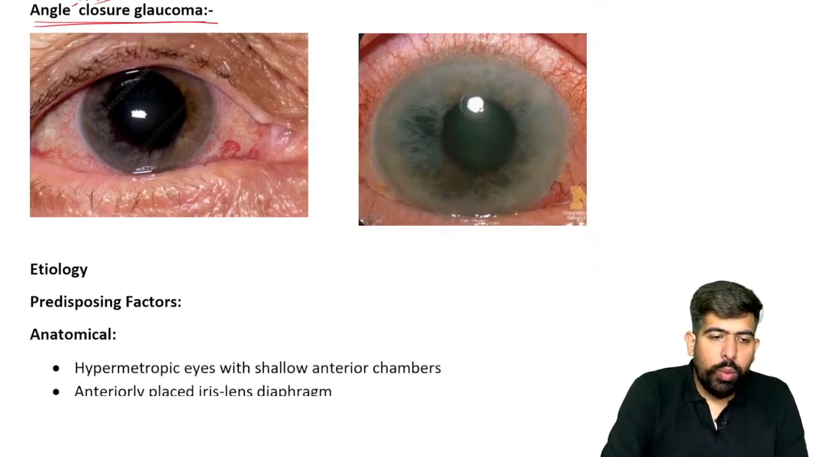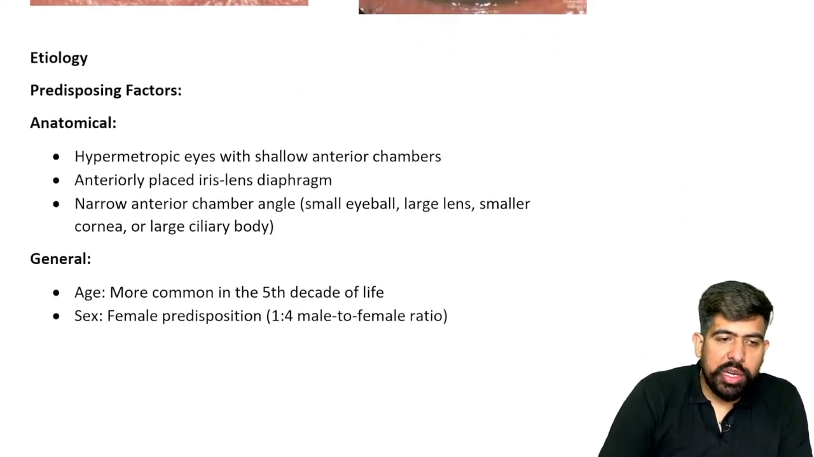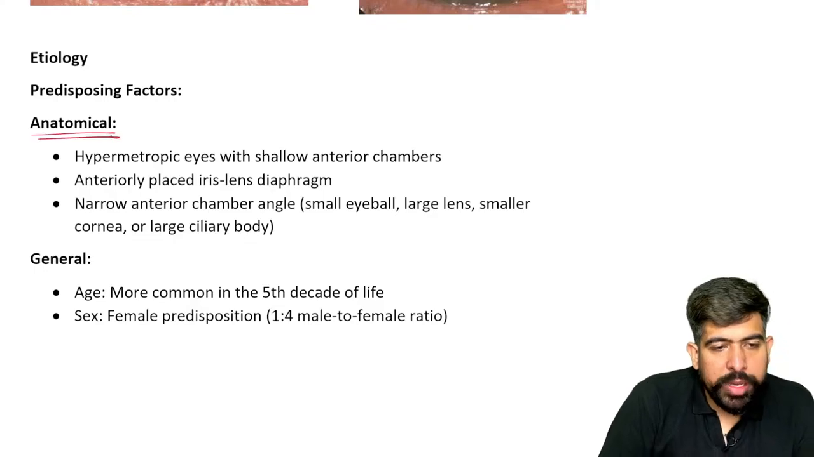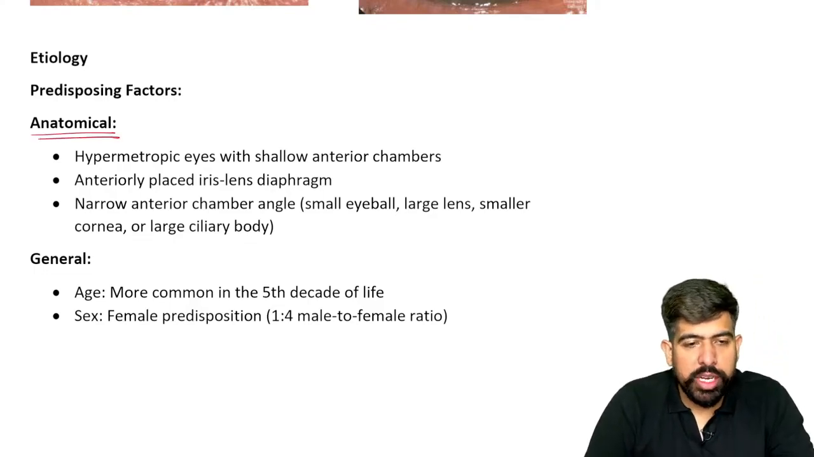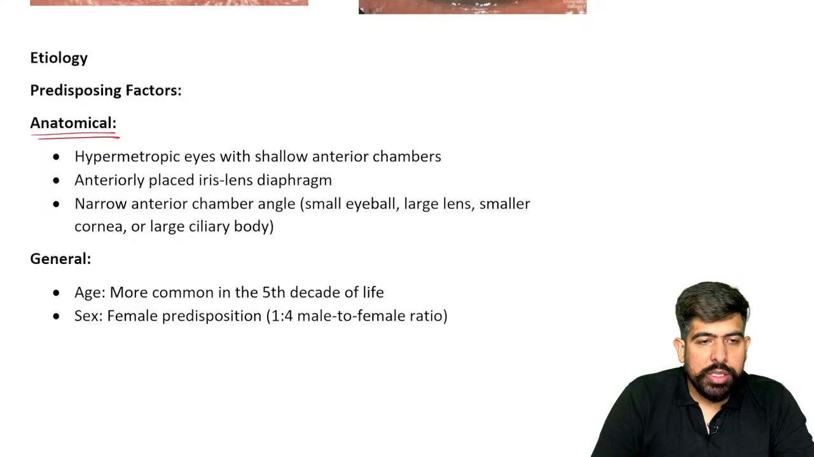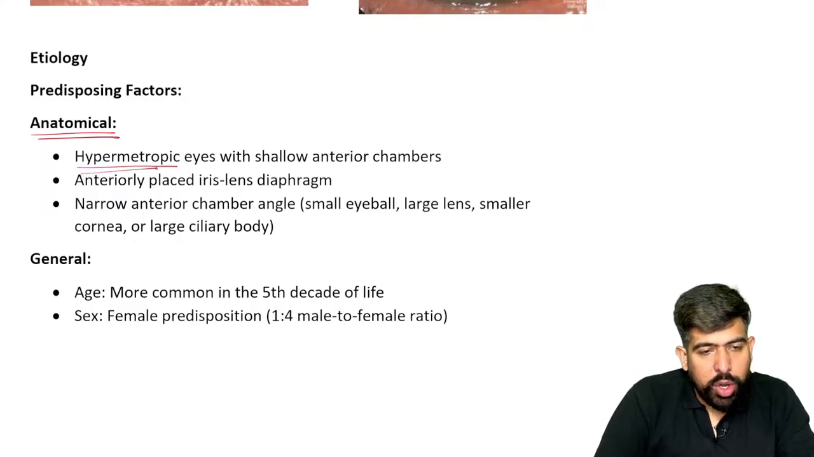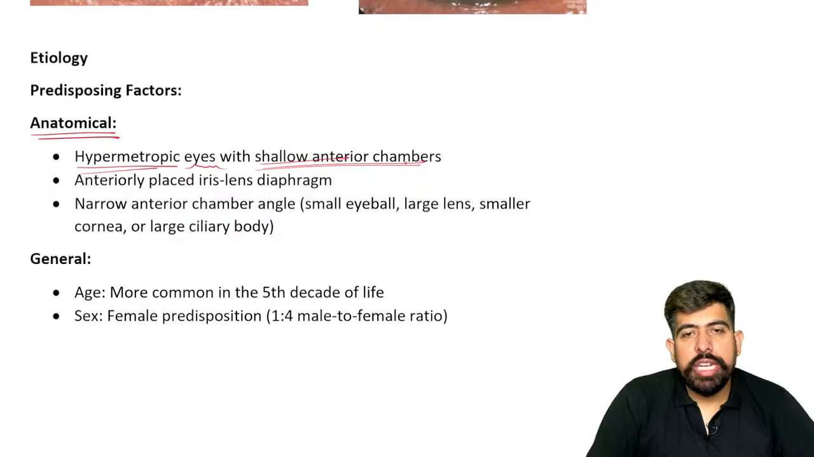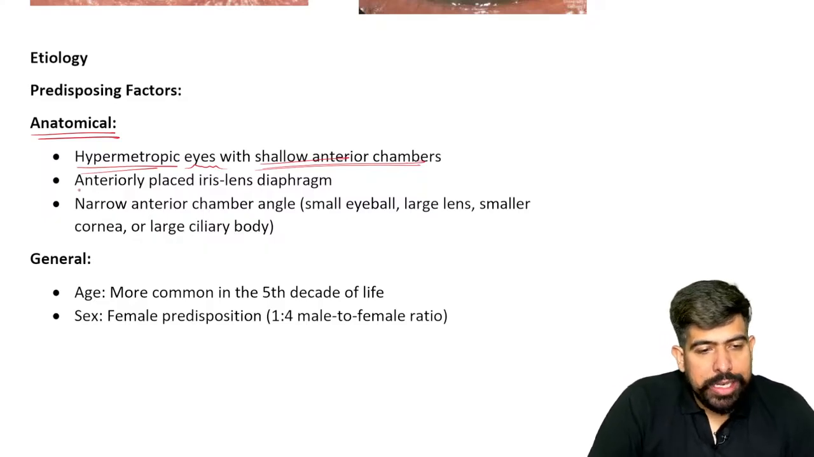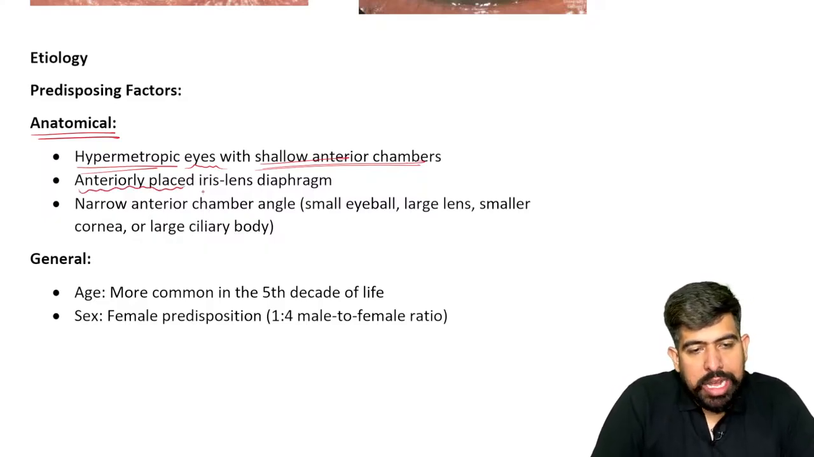And now, what is the etiology or predisposing factor over there? First of all, we are talking about the anatomical factors. What are the anatomical factors? The patient has hypermetropic eyes, or shallow anterior chambers, and an anteriorly placed iris-lens diaphragm, right?